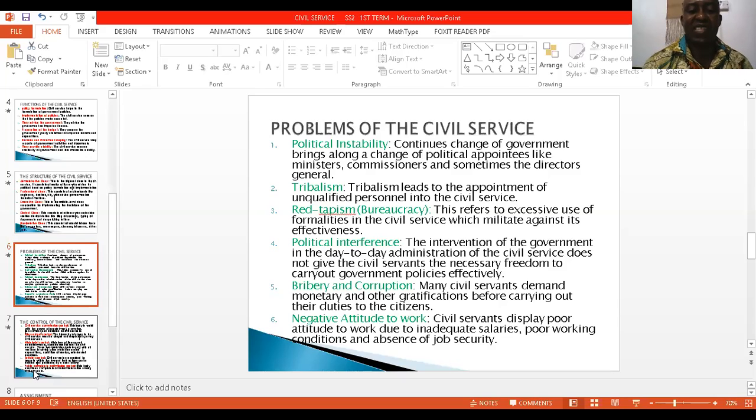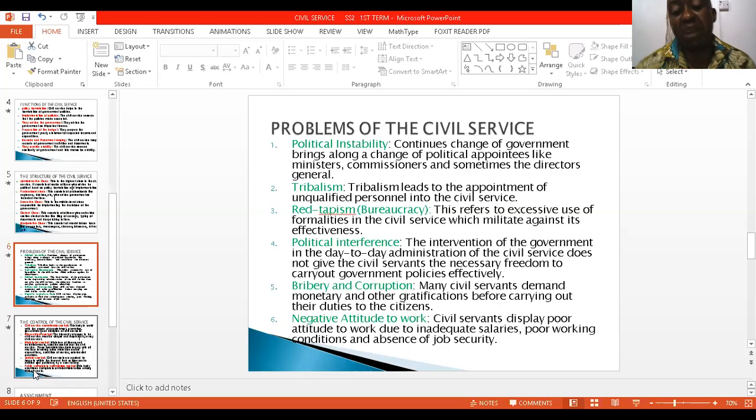Bribery and corruption. Many civil servants demand monetary and other gratifications before carrying out their duties to the citizens. I'm looking for my file. Oh, your file is not here. They'll just go and hide it somewhere. But the other day, I saw my file. No, the other day, maybe I'm not the person that day. They wanted you to give them something. They go and bring those files. They may hide it, and you search for it till you don't see it.